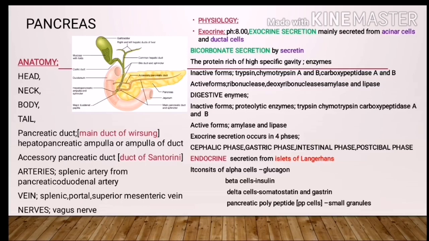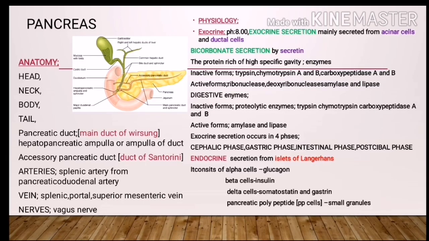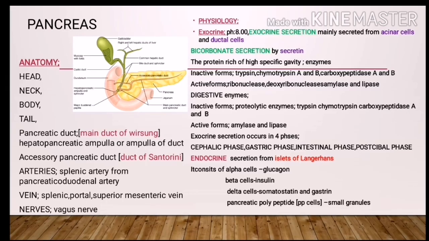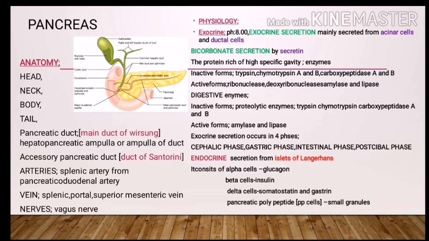Today we are going to discuss the pancreas: anatomy, physiology, pathology, pathophysiology, and clinical importance. The pancreas is a very important organ. Anatomy: head, neck, body, tail. It is divided into four parts: pancreatic duct, accessory pancreatic duct, arteries, veins, and nerves.